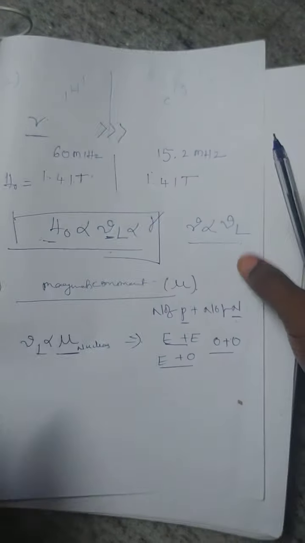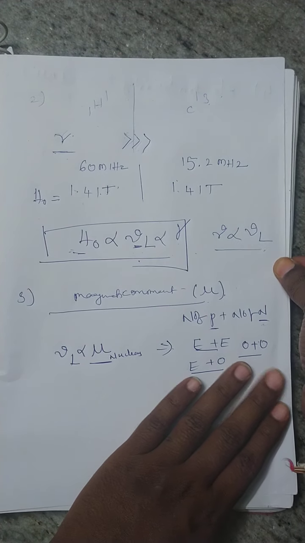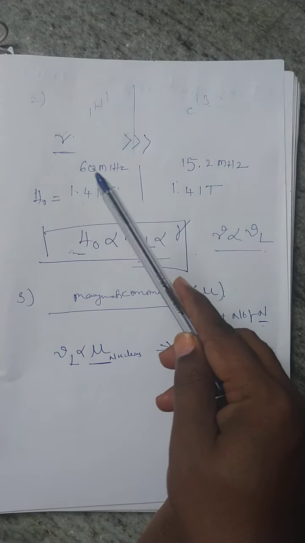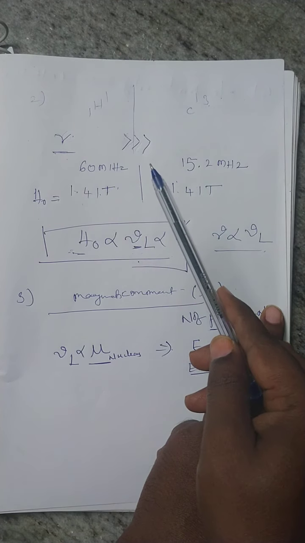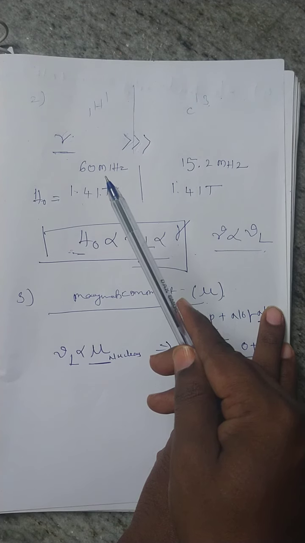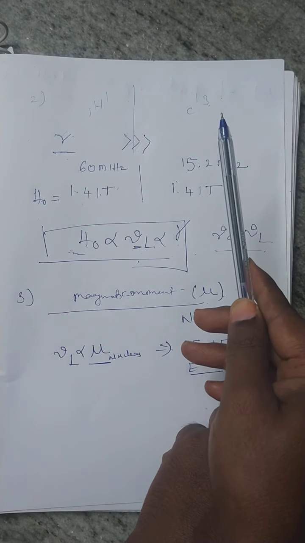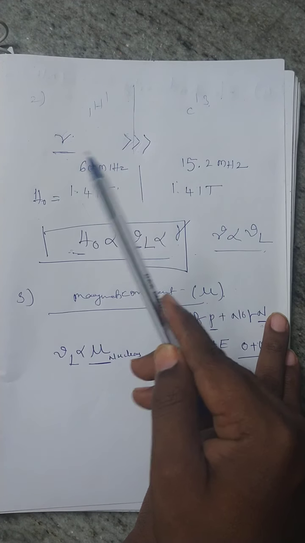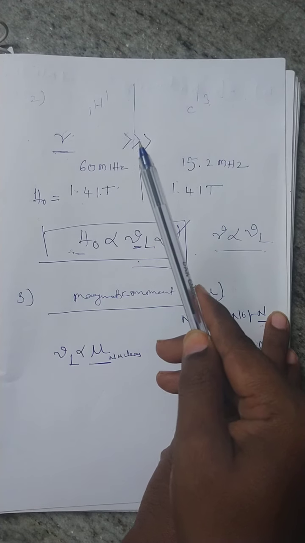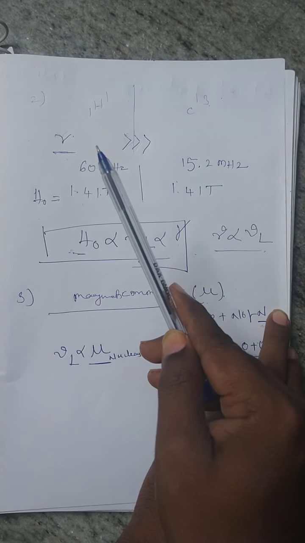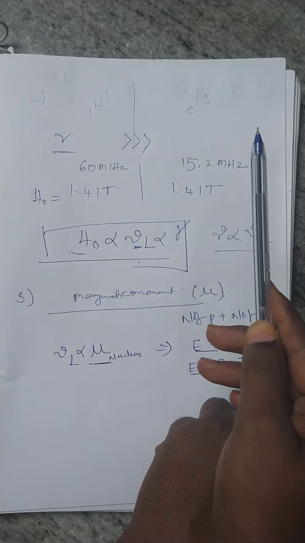The gyromagnetic ratio is a natural characteristic of a nucleus, right? So here, when you compare proton with carbon-13, the proton will have a relatively 4 times higher gyromagnetic ratio, gamma value, than carbon-13, right?